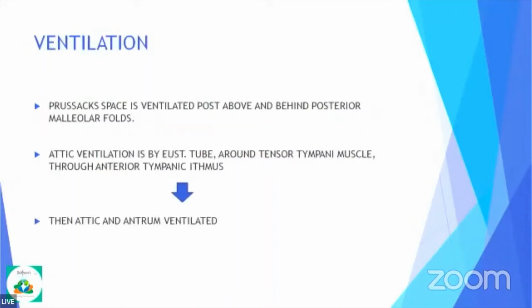So ventilation, what I've said: the prussak's space is ventilated posteriorly, above and behind the malleolar fold. Attic ventilation is by the eustachian tube, by the anterior and the posterior isthmus, and directly from here there would be the ventilation of the aditus, antrum and the mastoid posteriorly, and directly the mesotympanum would get the ventilation from the eustachian tube. I have two small videos.